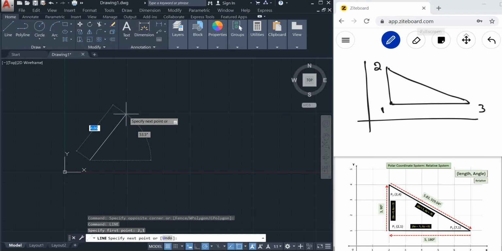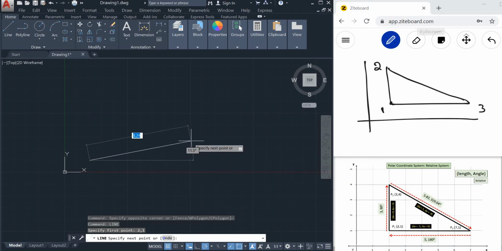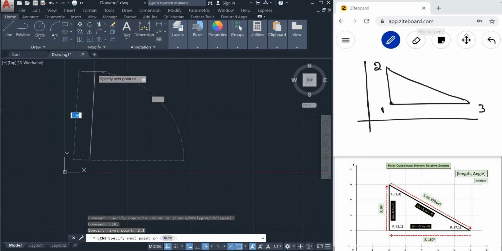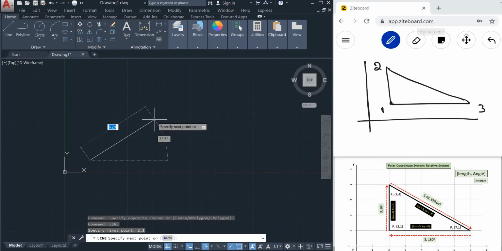So if you can see on the screen, when we keep the cursor horizontal, you can see the inclination is written as 0 degrees. If you move in the downward direction, the inclination will increase in the other direction. If you move in the upper direction, you can see the inclination is increasing from 0 to 90 degrees. Similarly, if you go on the other side, you can see it again increasing from 0 to 90 degrees. So by default, AutoCAD asks you about the length and the inclination from the horizontal line.